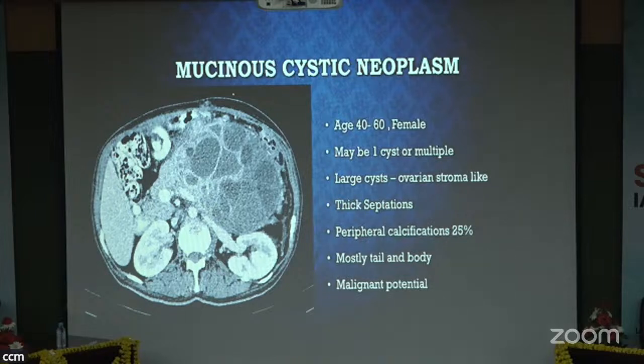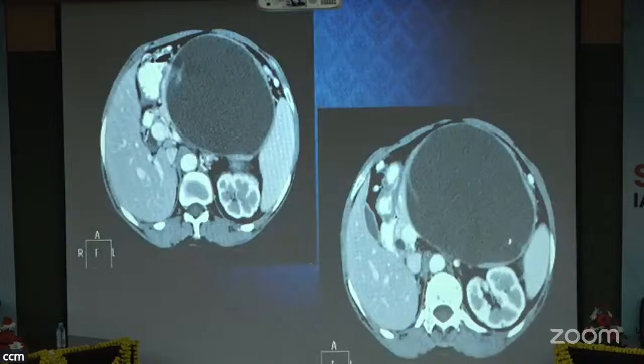Sometimes there can be only one cyst, or there can be multiple cysts, but usually the size of the cysts are larger in the mucinous cystic neoplasms compared with the serous cystadenomas. And also the septations are thick. Sometimes they may have peripheral calcification, and as mentioned, they have more chances of malignant transformation or malignancy.